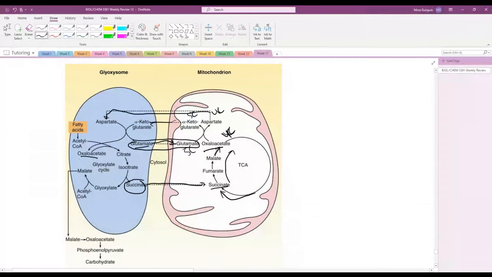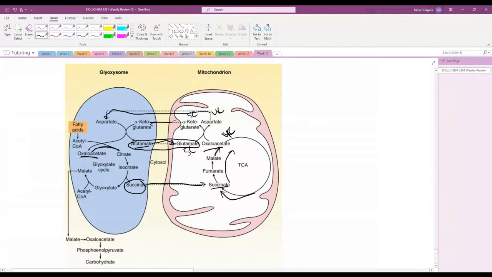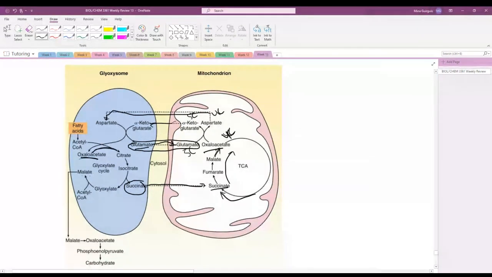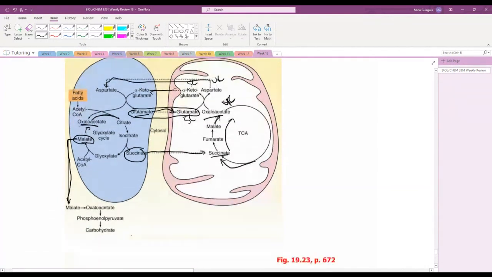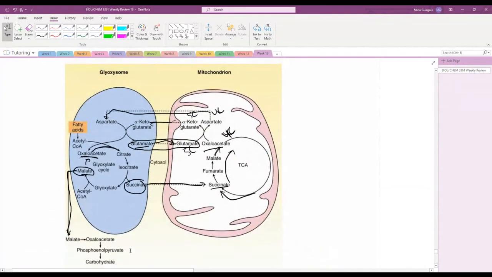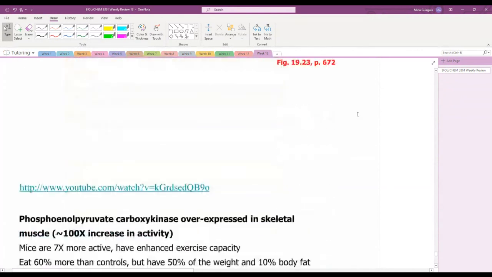And then we get our oxaloacetate. Oxaloacetate goes through this glyoxylate cycle. And then malate here can be converted into oxaloacetate, or it can be converted into oxaloacetate outside the glyoxysome, like we have in our gluconeogenesis, and then go into carbohydrate, just like in gluconeogenesis. Okay, and fatty acids can also make acetyl CoA. So that's kind of the overview of the glyoxylate cycle.